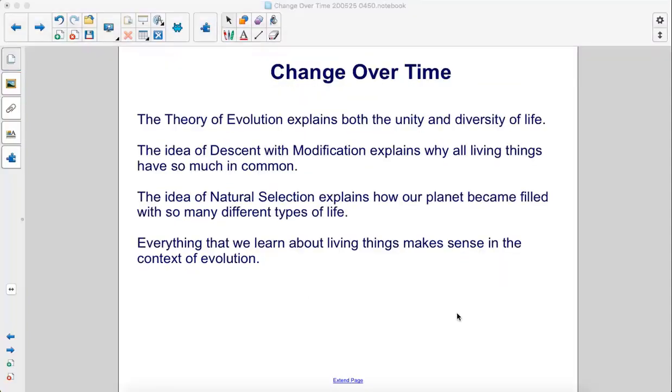The theory of evolution explains both the unity and diversity of life. The idea of descent with modification explains why all living things have so much in common. The idea of natural selection explains how our planet became filled with so many different types of life. Everything that we learn about living things makes sense in the context of evolution.